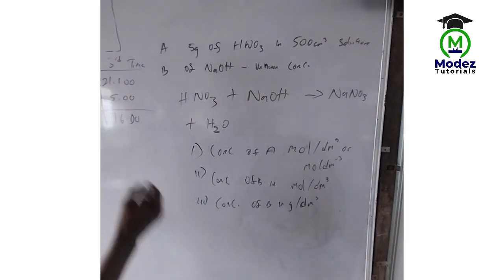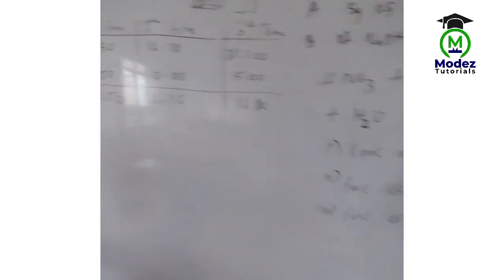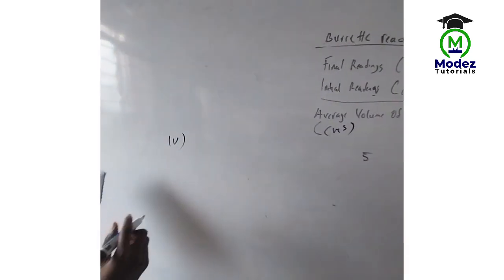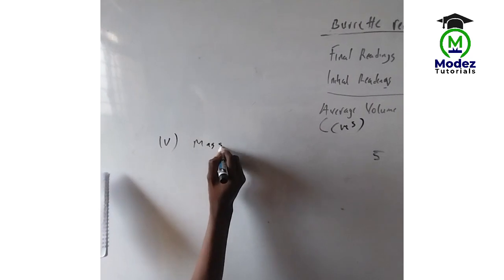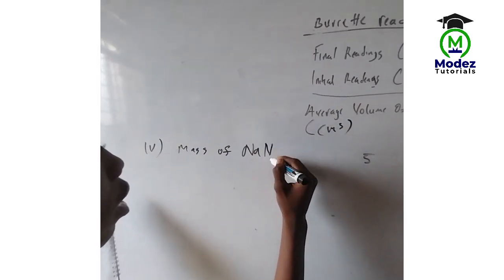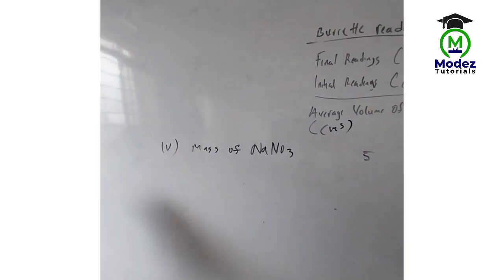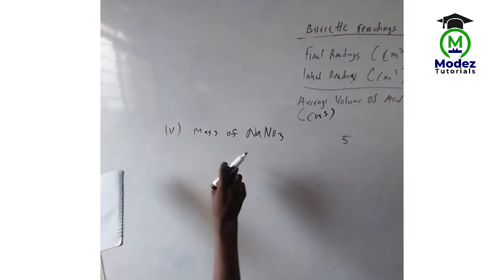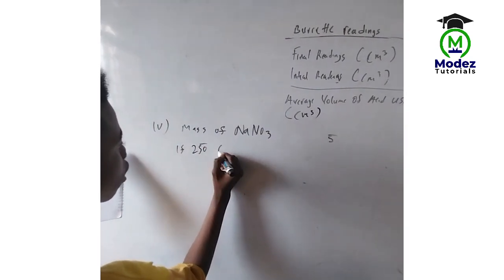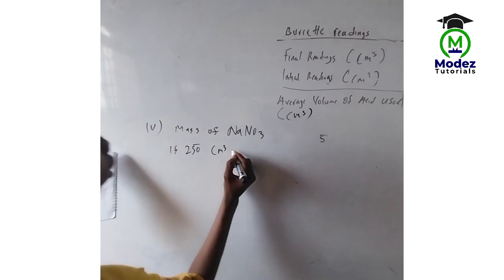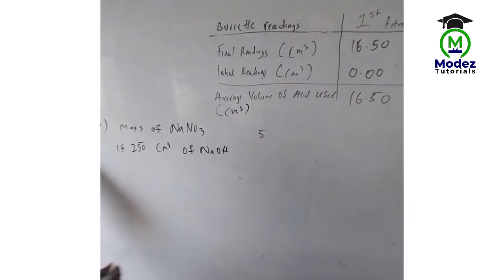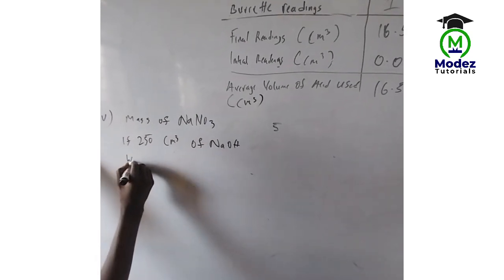And lastly, the mass of sodium trioxonitrate(V) if 250 cm³ of sodium hydroxide were neutralized.